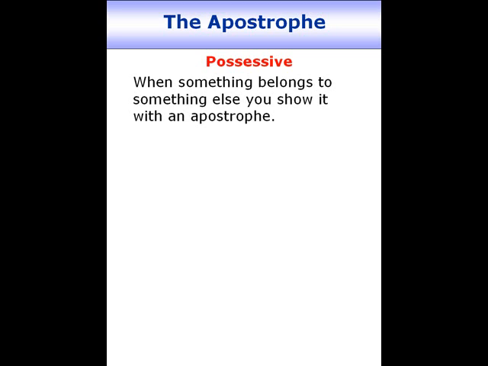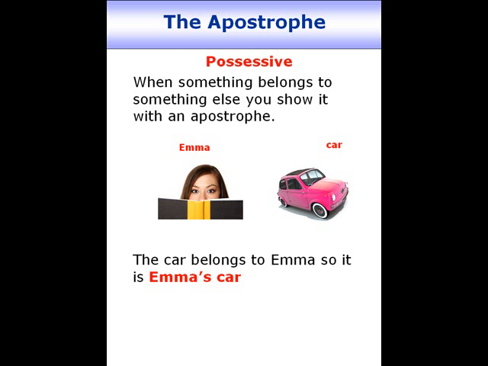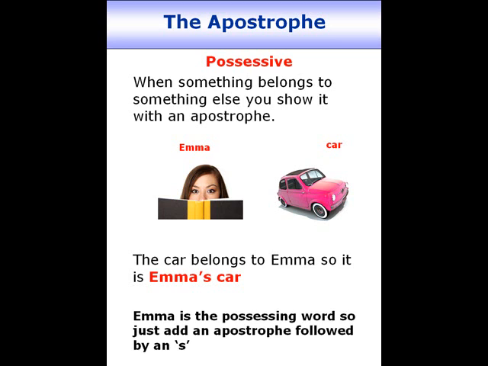So, possessive. When something belongs to something else, you show it with an apostrophe. Let's start having a look at some examples of this. That's Emma, and there's her car. The car belongs to Emma, so it's Emma's car. Emma is the possessing word, so just add an apostrophe followed by an S. Can you see E-M-M-A apostrophe S? That indicates that the car belongs to Emma.